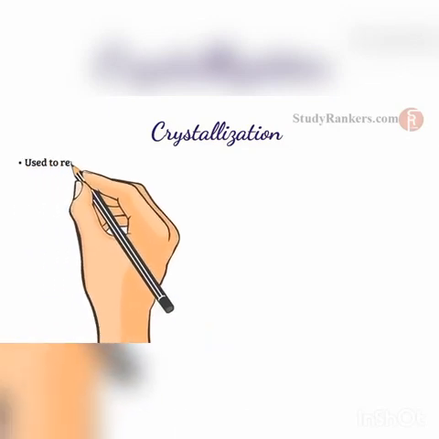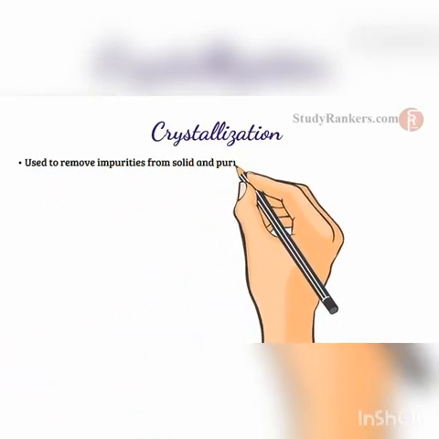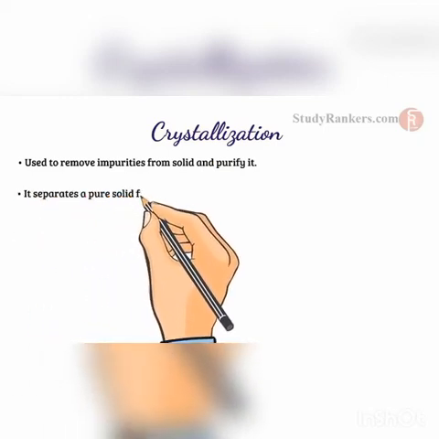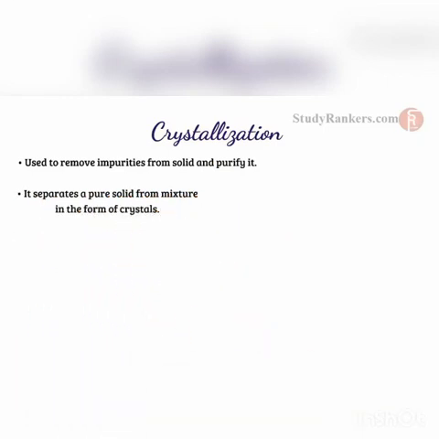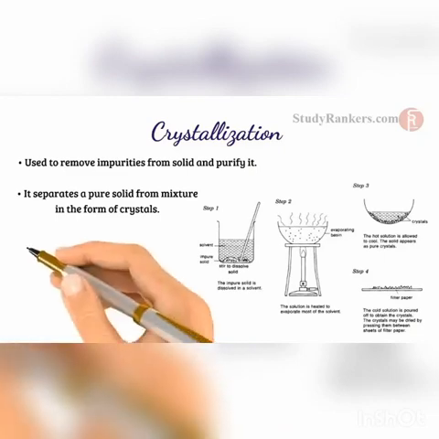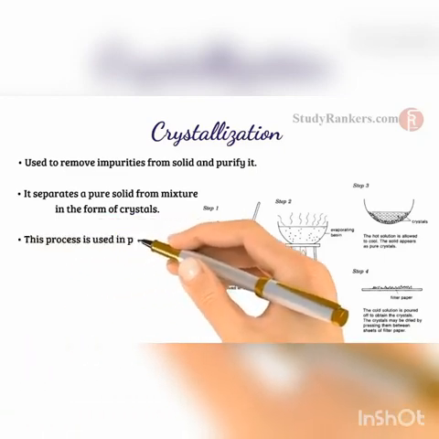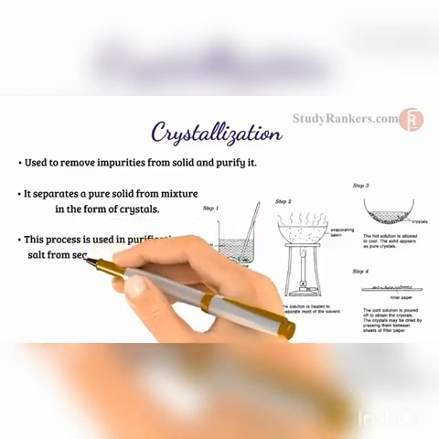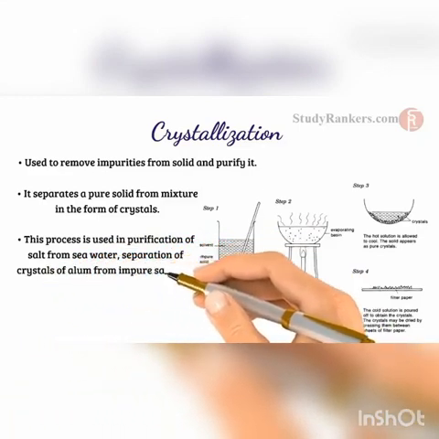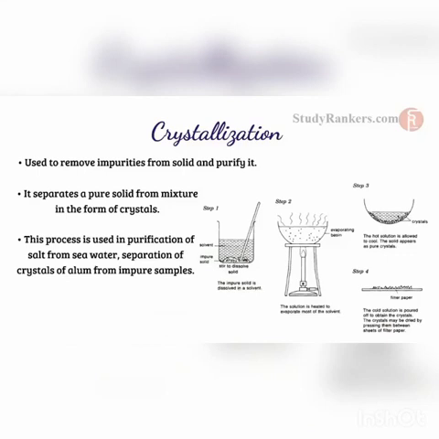Now we will talk about crystallization. This process is used to remove impurities from a solid and purify it. It separates a pure solid from a mixture in the form of crystals. Applications of crystallization: it is used in purification of salt from seawater and separation of crystals of alum from impure samples.